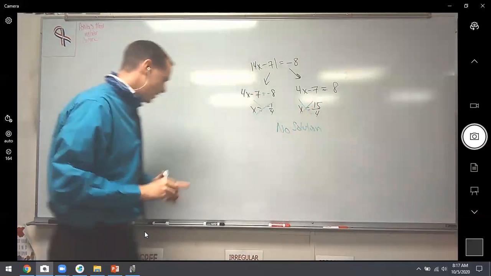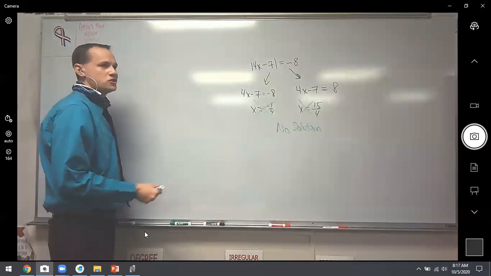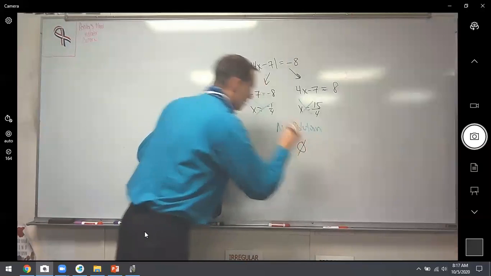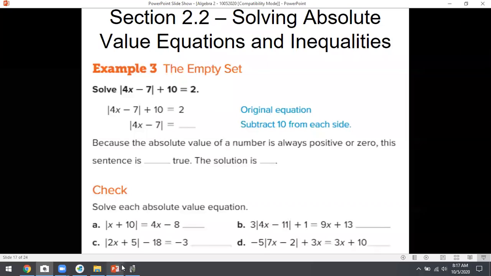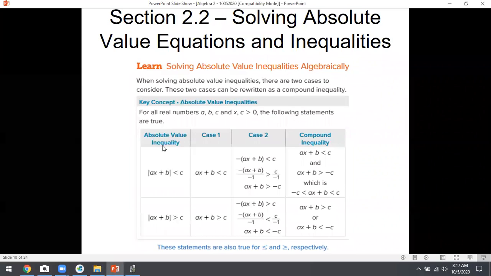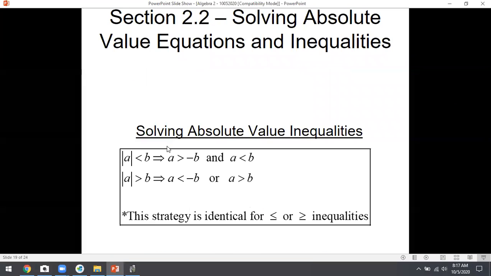No solution. If you want to get all fancy, you can either write the words no solution, or you can put that new symbol they've had, kind of a 0 with a bar through it. That means empty set. That means this is the answers. There's none. There is empty. Sad like that. And that's pretty much all there is to solving absolute value equations.